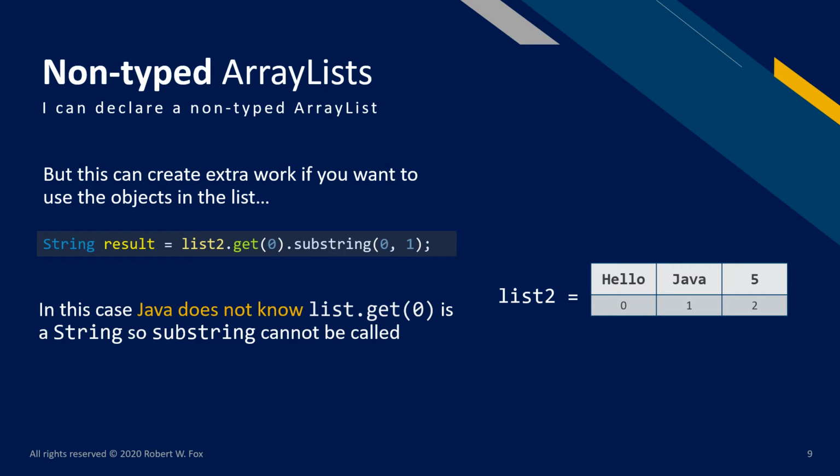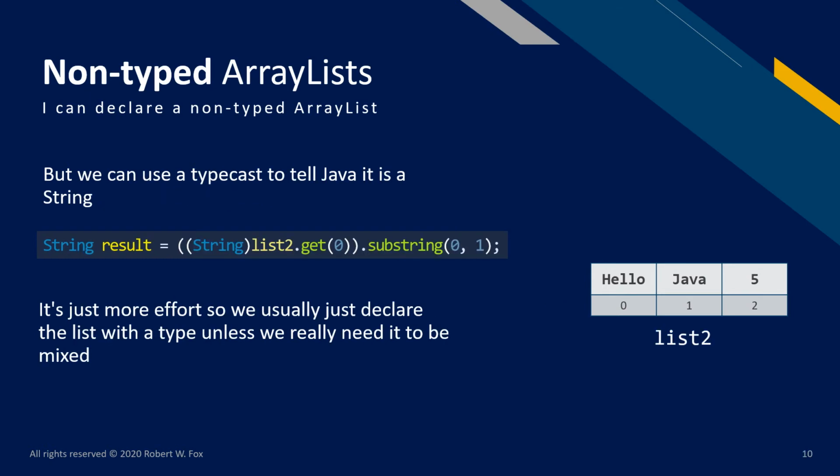And then I would attempt to take a substring, 0, 1, so just the first letter of hello. Now on paper, this should work. But because I didn't specify that my array list was going to hold strings, Java actually doesn't know that the object at element 0 is a string. And because of that, when I try to call substring, Java is going to throw a compiler error and not run my code, because Java doesn't understand that I'm legally calling substring on a string, because Java doesn't even know that there's a string there.